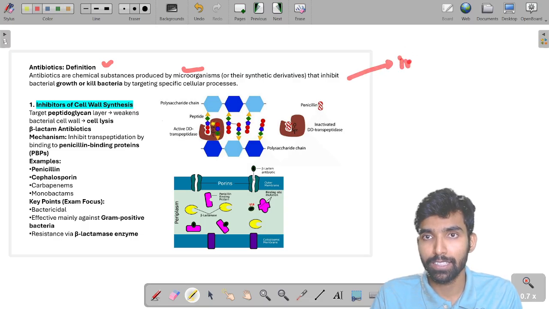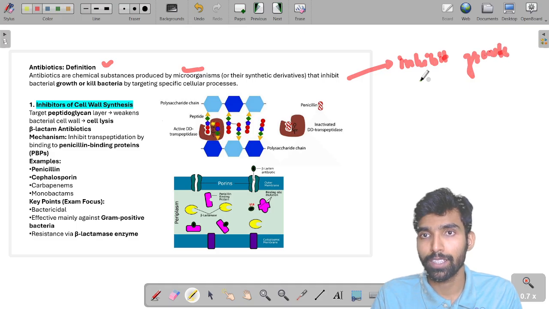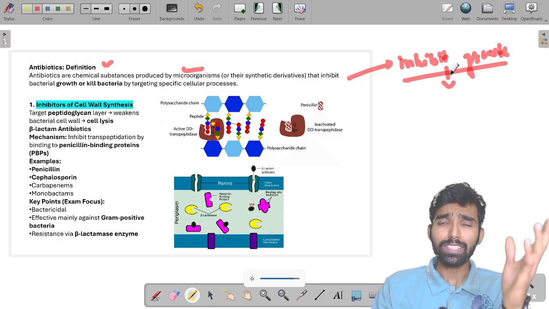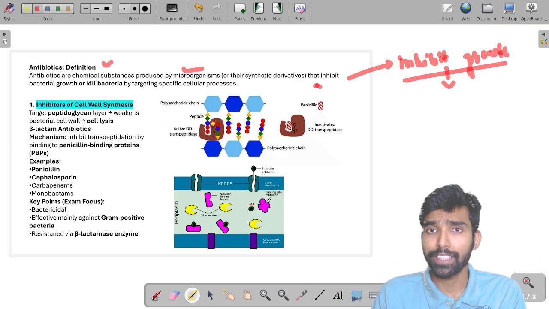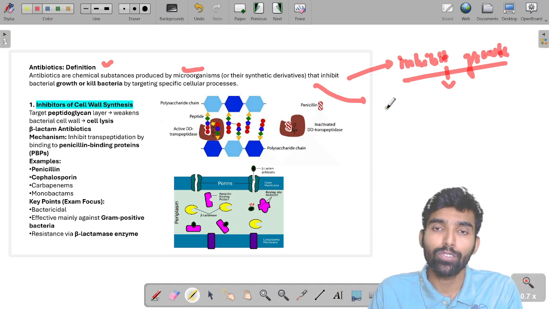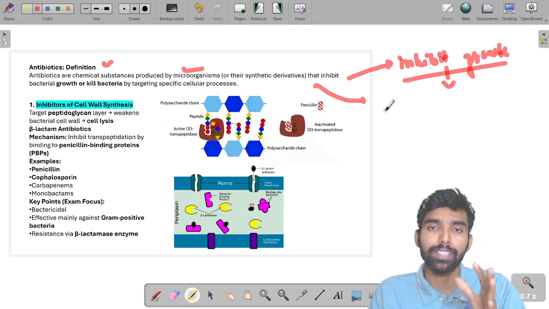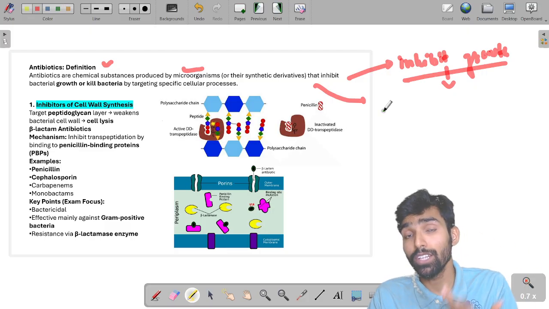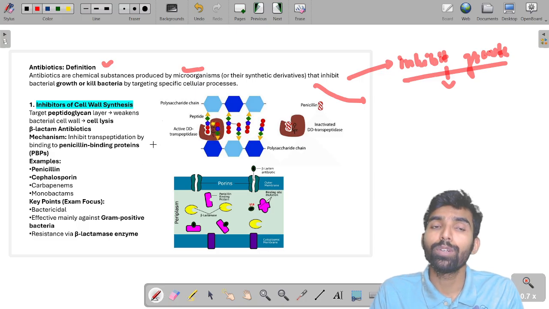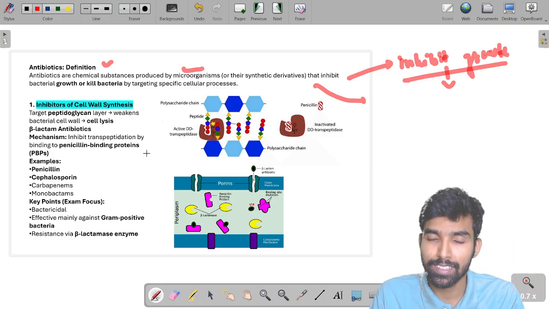It can inhibit growth, right? Inhibiting growth means it's bacteriostatic. Or another thing, it can kill the bacteria. That means bacteriostatic and bactericidal. We can categorize these antibiotics into different categories based on their mode of action, like how they are actually working. First we will discuss bacterial cell wall synthesis inhibition.